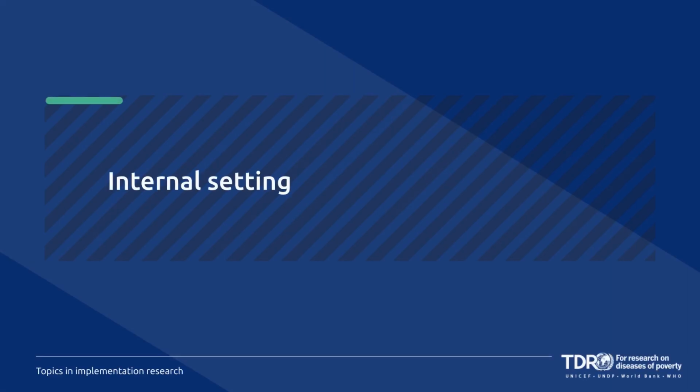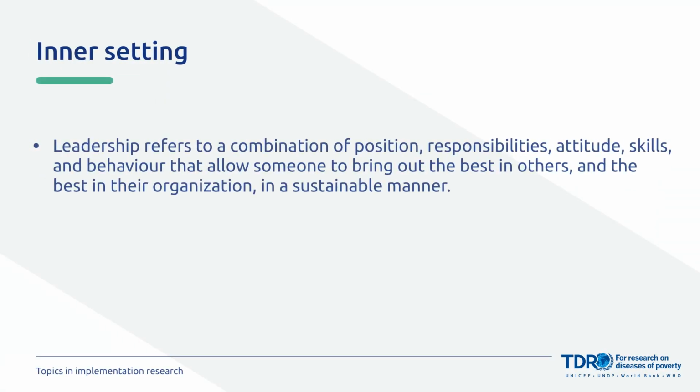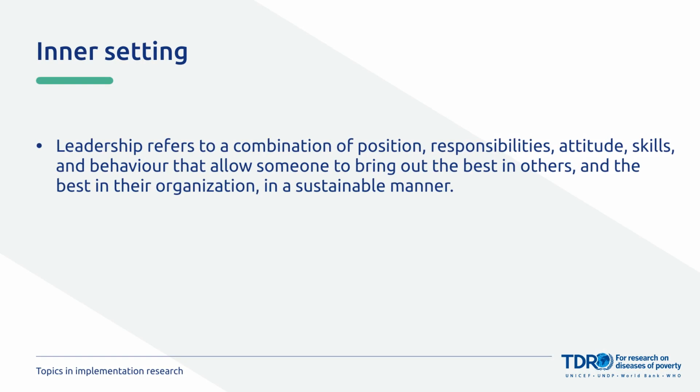We've looked at the external setting. Now, let's look at the internal setting. At an organizational level, many factors, such as leadership, organizational culture, climate, and readiness, act as important contextual determinants of implementation. Leadership is listed as a key contextual feature for success of any implementation.